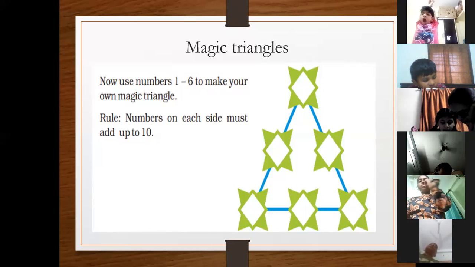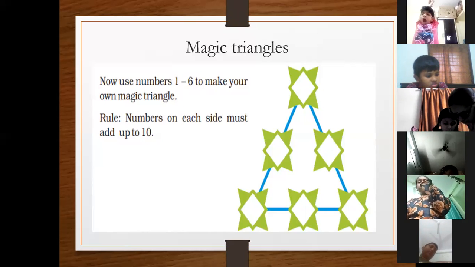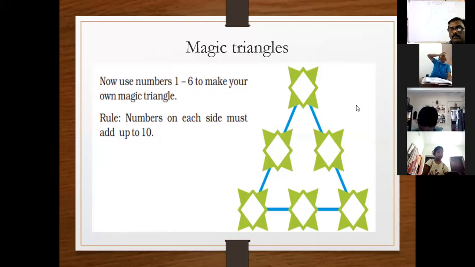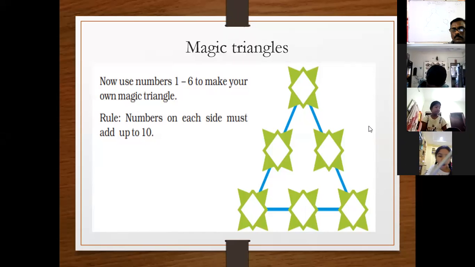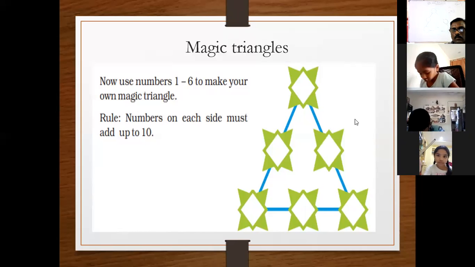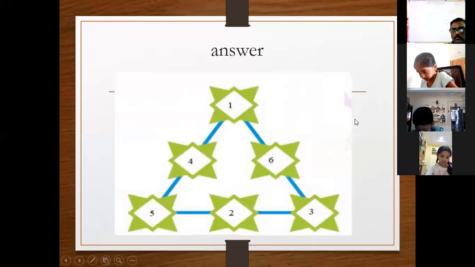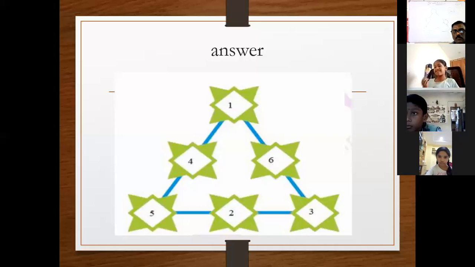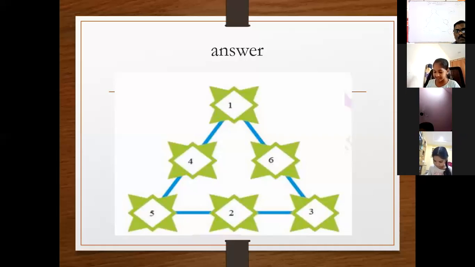Who got the answer? Anybody got the answer for this? Yes, sir. Can you tell me the numbers? Sir, at the top it's 5. 5, 4, 1. I got it: 1, 2, 7, 1, 2, 5, 3, 1, 6, 3. Yes, the answer you gave, 253, that is correct.